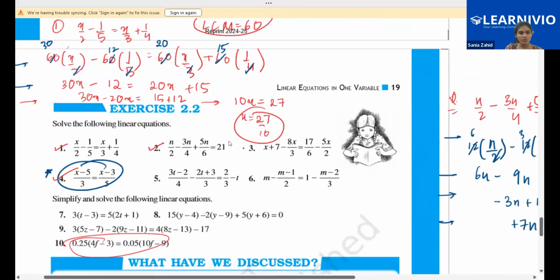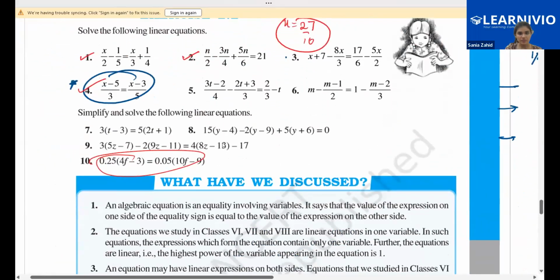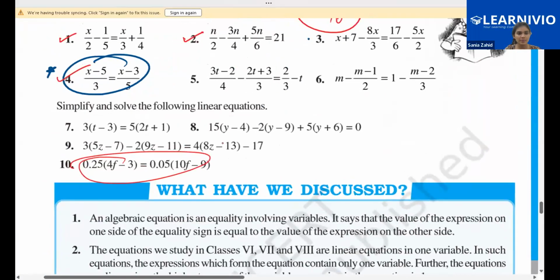So everybody now do the ninth question. Okay. Do it step by step. First, you multiply 3 with 5z minus 7. Then you multiply minus 2 with 9z minus 11. Solve everything on the left hand side. Now, children, do not transpose until and unless you have simplified the entire thing. What children do is they solve a little bit, then they start transposing. No, you will not transpose until and unless there is no more calculation on either side. Right? Yes, ma'am.